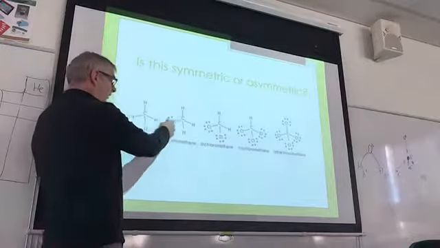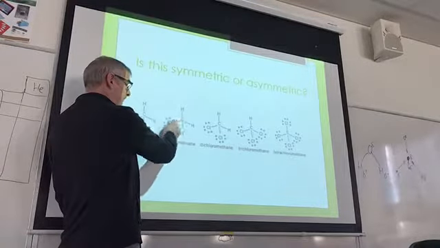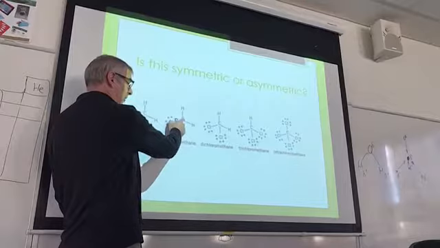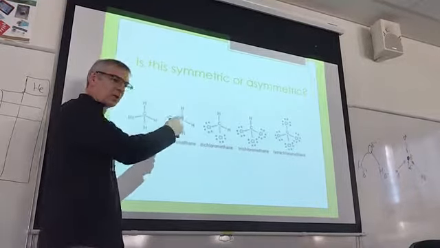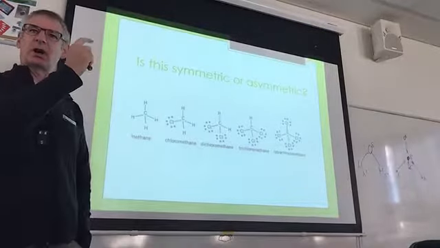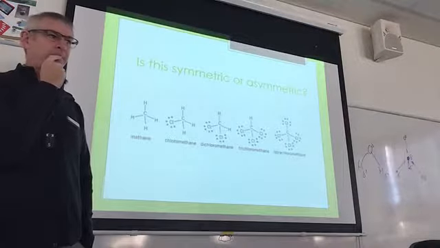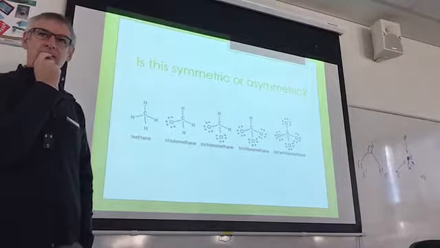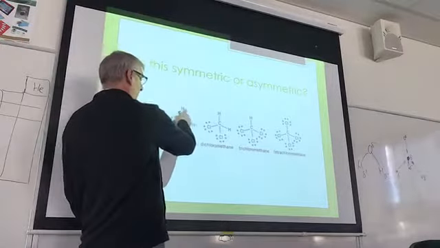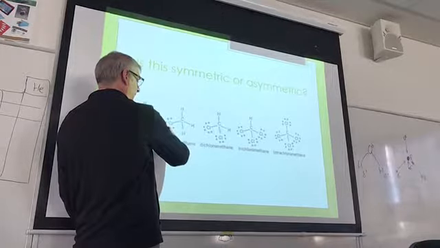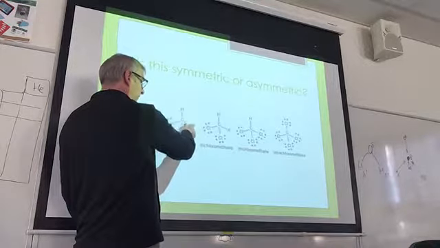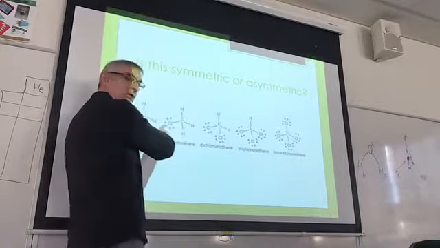So chlorine has a higher electronegativity than carbon, so that would be a polar bond with a partial negative on this side and partial positive on this side. So carbon-hydrogen, which one's got a higher electronegativity? Carbon. So that would produce a partial positive, partial negative. So you've got a partial negative here. So you've got partial positive, partial positive, partial positive, partial negative.